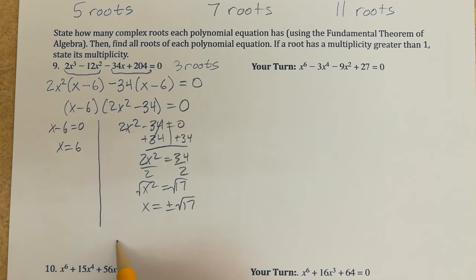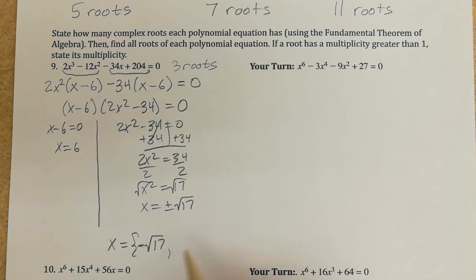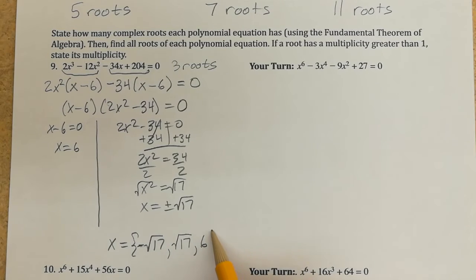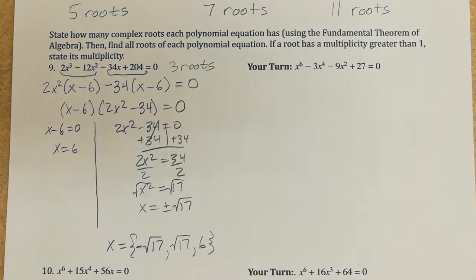So our solutions or roots are negative square root of 17, the positive square root of 17, and 6. So notice we got 3 roots. You guys go ahead and do the your turn.